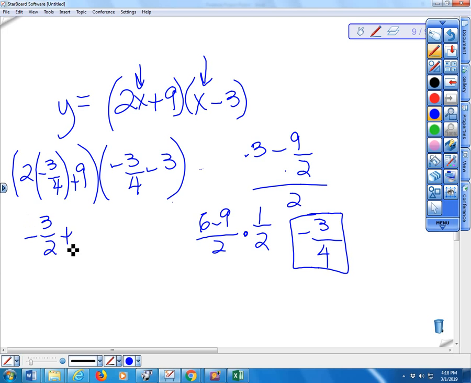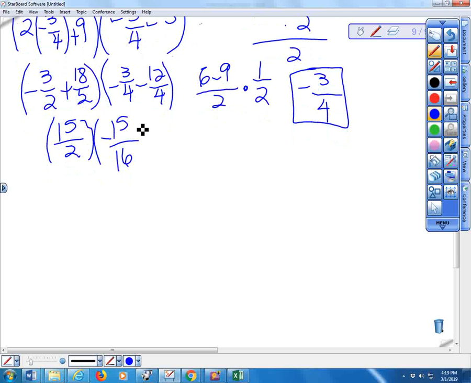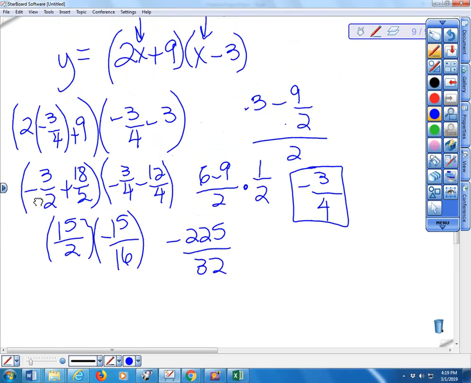plus 9. Well, that's 18/2 times negative 3/4 minus 3, or 12/4. So I take negative 3/4 minus 12/4. Okay, so I have here 15/2 times negative 15/16. So this becomes negative 225. I got 32. Should be 8. So I did something wrong.